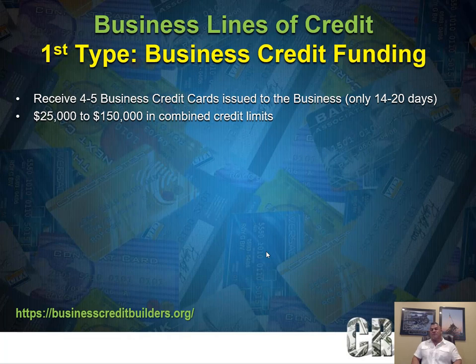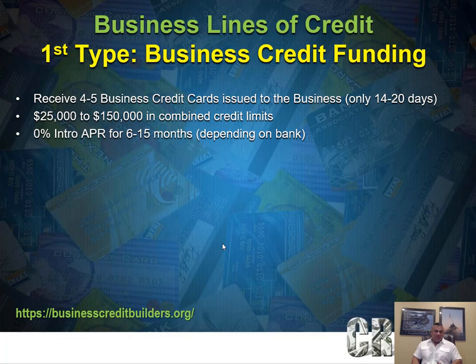So when you want to apply for future funding with suppliers, vendors, retailers, or banks, they'll see that your business has 50, 70, or 100,000 in revolving credit. That's bank issued credit. And remember, you also want to build up your vendor credit, your retail credit, and service credit, because that shows that your business can handle short-term financing. So you want to build diversity in your business credit file.